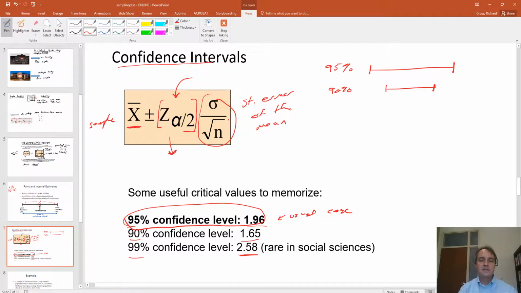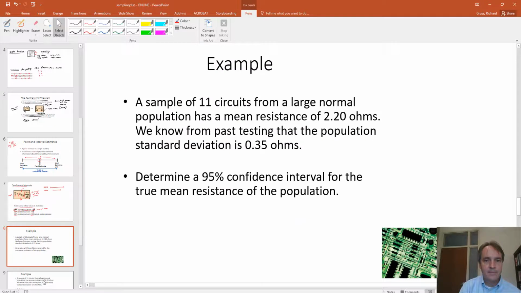Let's take a look at an example and work it together. Here we have an industrial engineering example. Say we have a sample of 11 circuits from a large normal population with a mean resistance of 2.2 ohms. We know from past testing that the population standard deviation is 0.35 ohms. So the population standard deviation is 0.35, and a sample of 11 means n is equal to 11.